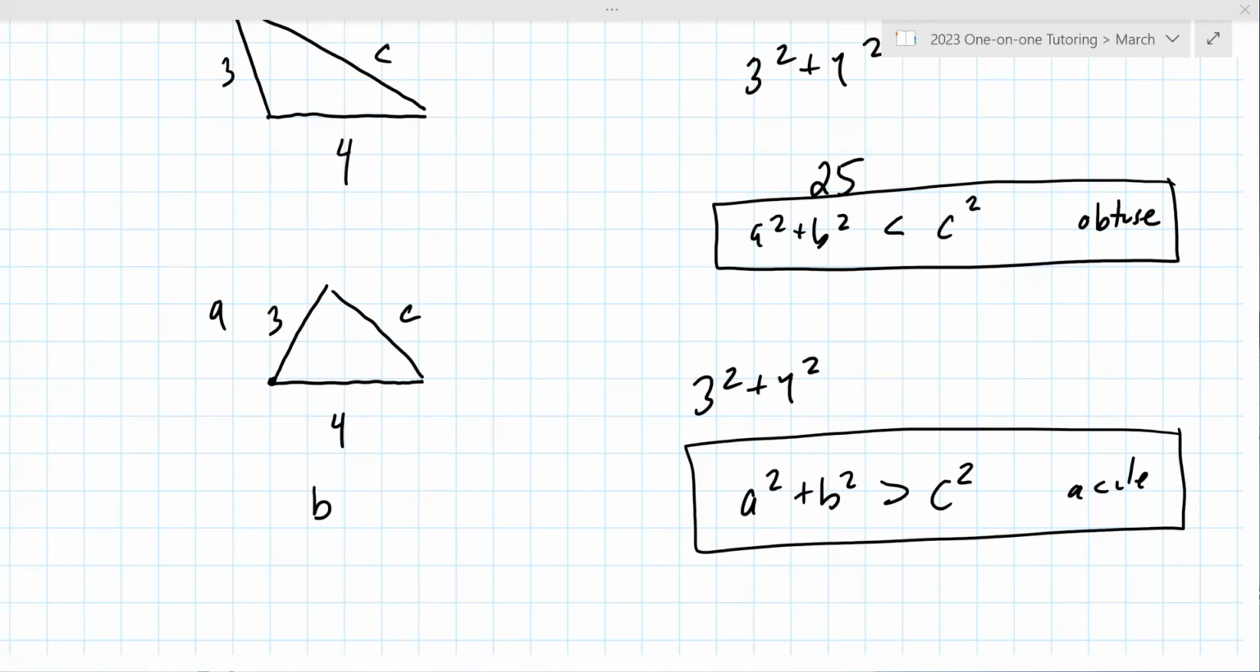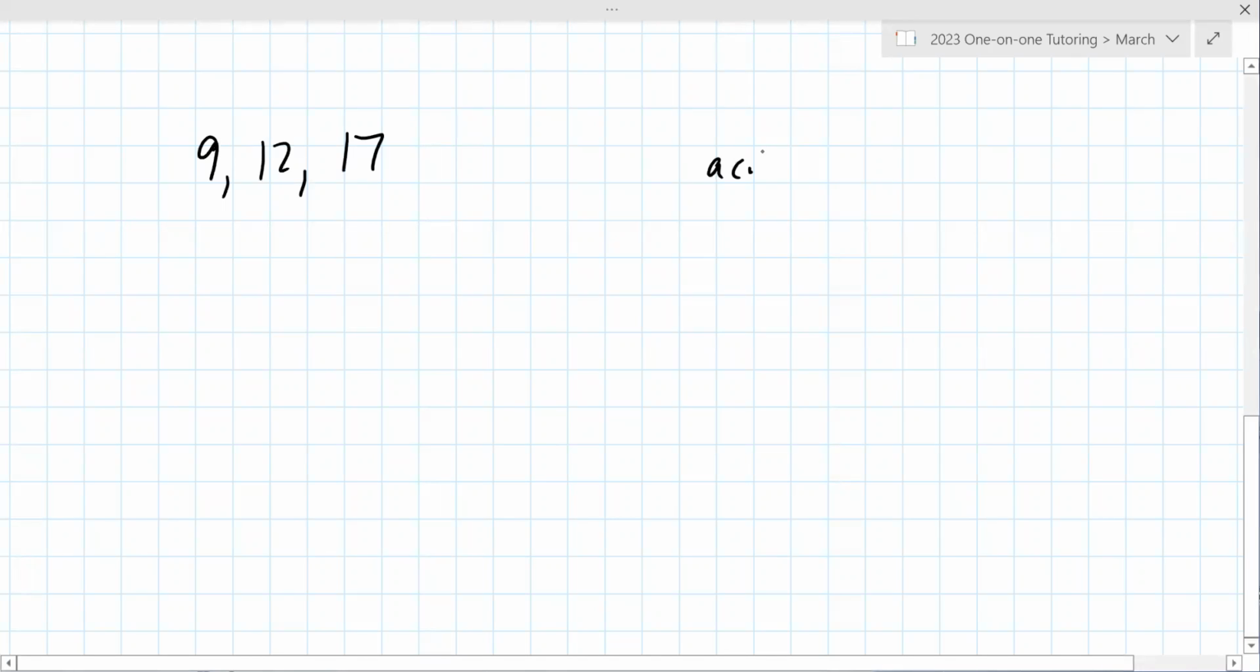All right, so here is a problem for us to do. Actually, let me take this back here. Let me make this a little bit more difficult for you. Let's say I just give you the 3 sides. I tell you that's 9, 12, and 17. Okay. I won't draw it. I won't even attempt to force it on you. I want to know if this is acute, obtuse, or right.